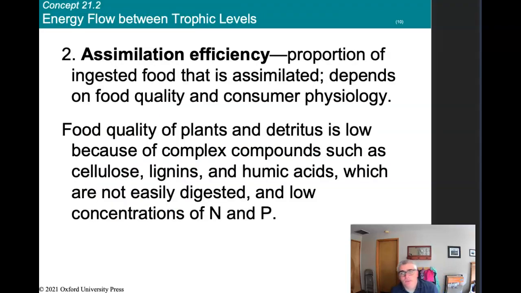There's assimilation efficiency, the proportion of ingested food that's assimilated, which depends on the food quality and consumer physiology. Food quality of plants and detritus is low because of complex compounds such as cellulose, lignins, humic acids, which are not easily digested, and low concentrations of N and P. So maybe that's a better example for the panda and bamboo than what I said before, which is consumption efficiency.